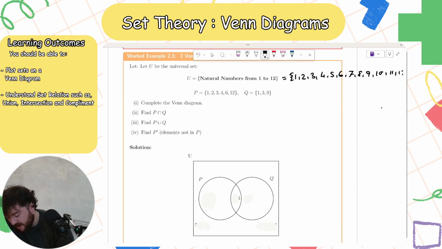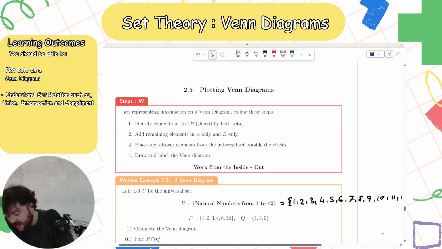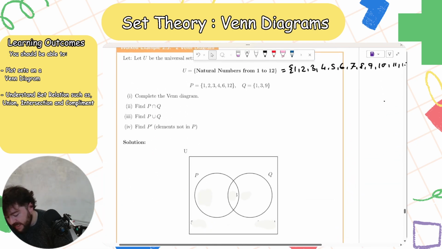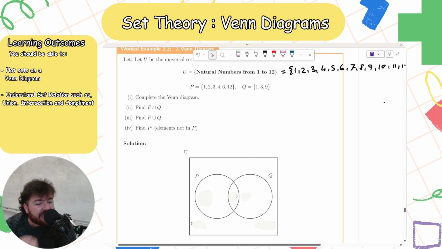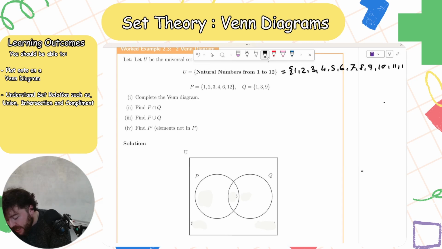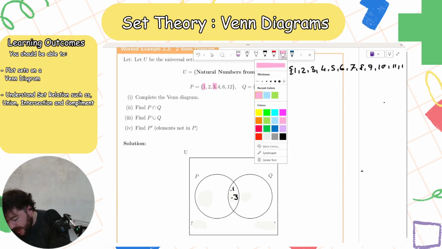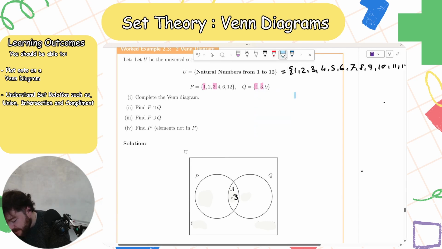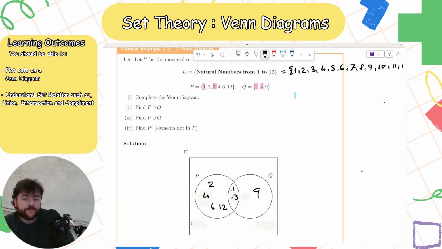Complete the Venn diagram. When we're plotting a Venn diagram, we always work from the inside out. So let's look at the intersection. Do P and Q have anything in common? They both have a 1 and a 3 in common, so I'm going to write that in the center. They don't have anything else in common. So I continue on. What goes here is 2, 4, 6, and 12, and here is just 9.